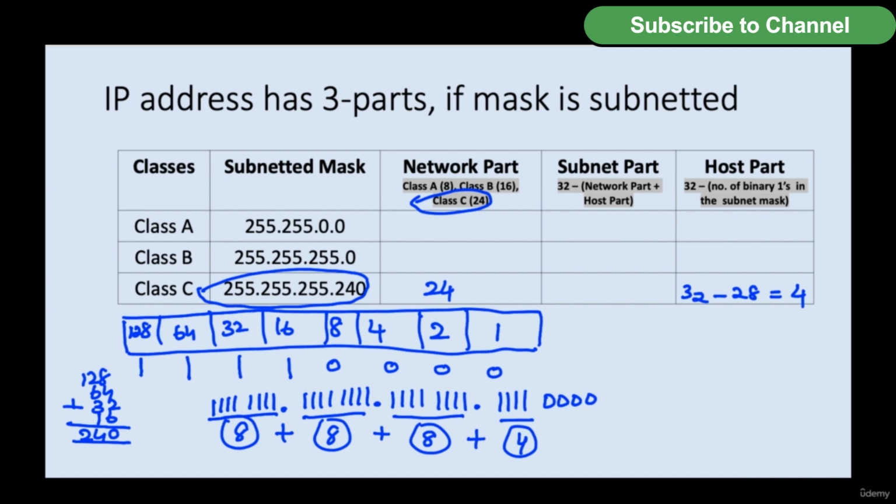And the subnet part is 32 minus the network part, that is 24, plus 4, which is the host part, and altogether the subnet part is 4. So to verify, I will count: this 24 and 4, 28, 28 and 4, total 32.